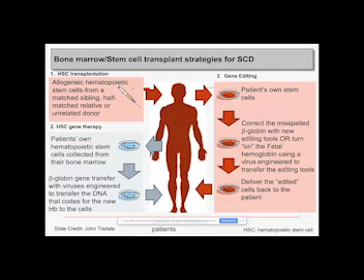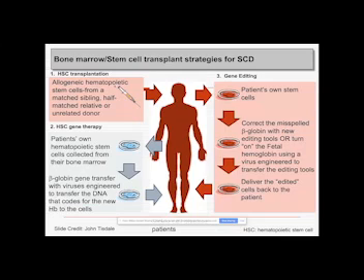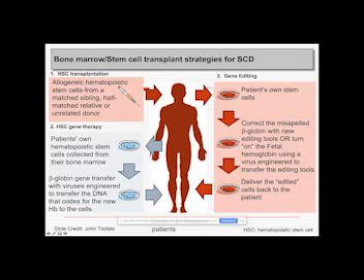So this is a complicated slide that I'm going to take you through. All right. These are the different types of stem cell transplants that we talk about in sickle cell. The first is an allogeneic stem cell transplant, and HSC stands for hematopoietic stem cell transplant.